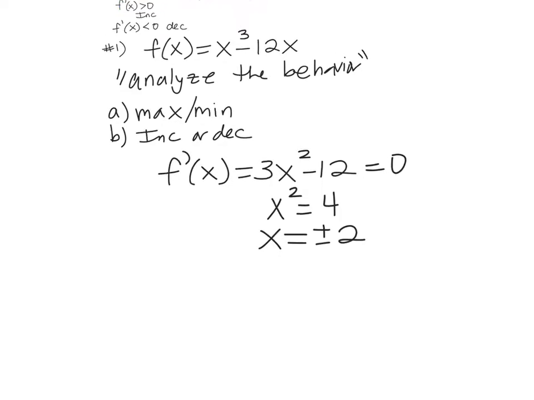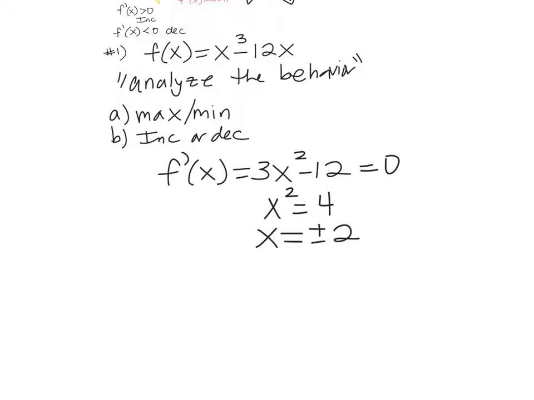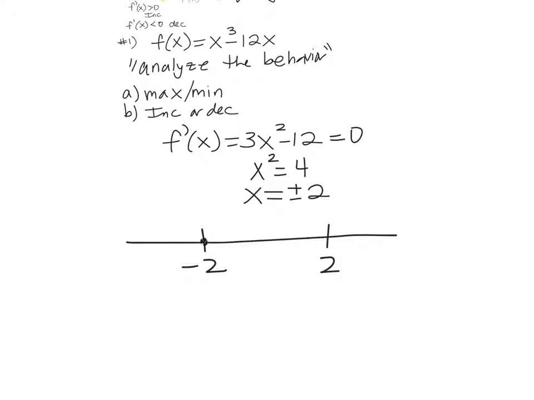Now, what I like to do is set up a chart, I guess, or more like a number line. Chart kind of gets kind of big. So let's go ahead and put negative 2 here and positive 2 here, okay? And at these points, our derivative is 0.